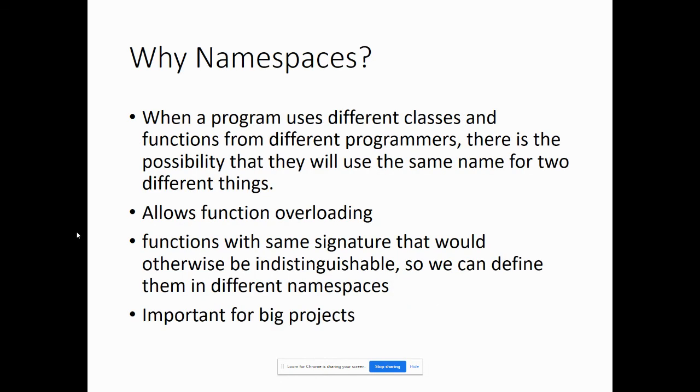So when a program uses different classes and functions from different programmers, there's a possibility that two of those programmers are going to use the same name for two different things. And namespaces allow function overloading with the same signature. Otherwise, those two functions would be indistinguishable. So what we do is we put them in different namespaces, and this is important for larger projects.